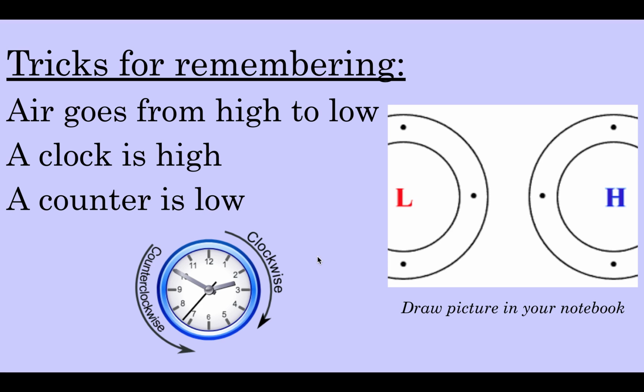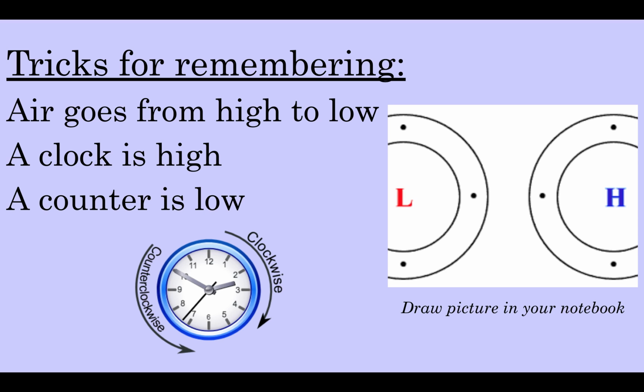So this will help us remember that in the high pressure system, the air spins clockwise, or the direction that the hands on the clock spin. In a low pressure system, the air spins counterclockwise, or opposite the way that a clock spins.